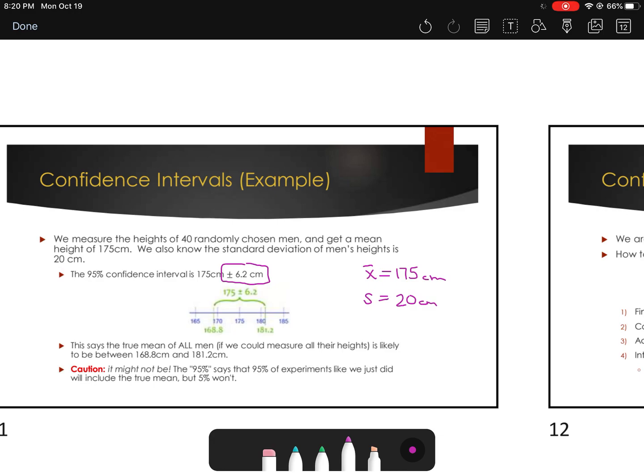So 168.8 to 181.2. Again, just reiterating here, this says that the true mean of all men, if we could measure all their heights, is likely to be 168.8 centimeters to 181.2. A word of caution: it might not be. Remember, this is 95% confidence. So the 95% says that 95% of experiments, like we just did, will include the true mean, but 5% of experiments that we run would not. Okay, so just keep that in mind.